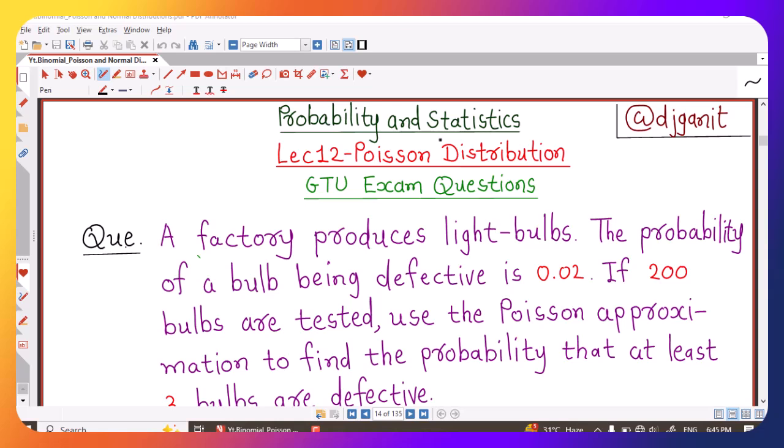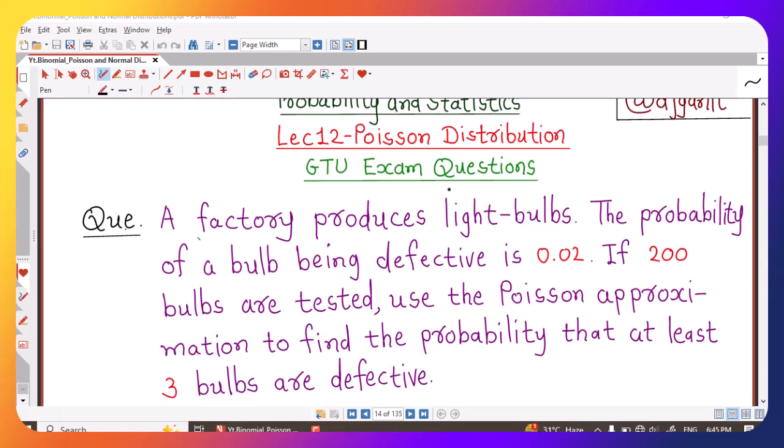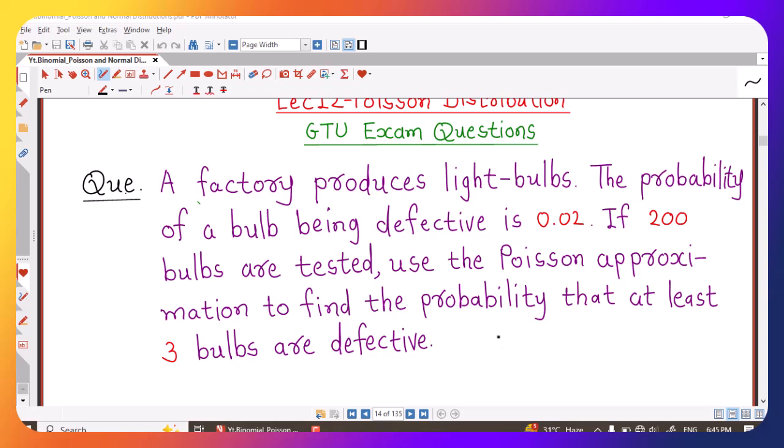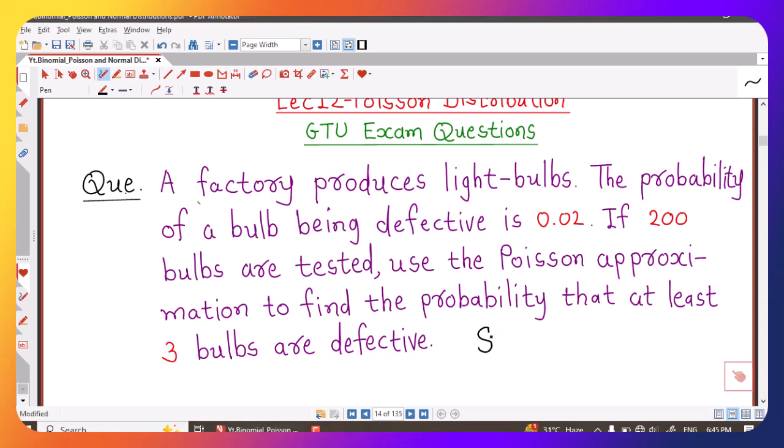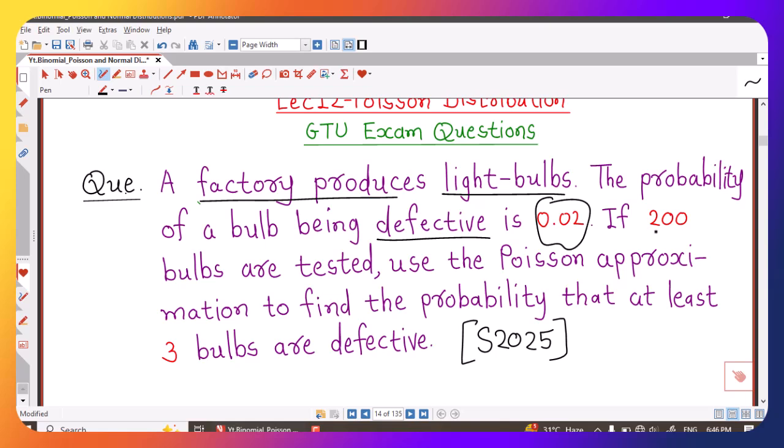In this lecture we will discuss one more problem on Poisson distribution, and this question was asked in GTU Summer 2025 exam. So first we understand what is this question. It is given that a factory produces light bulbs. The probability of a bulb being defective is 0.02. If 200 bulbs are tested, use the Poisson approximation to find the probability that at least 3 bulbs are defective.